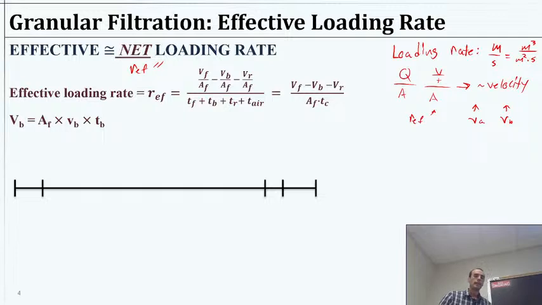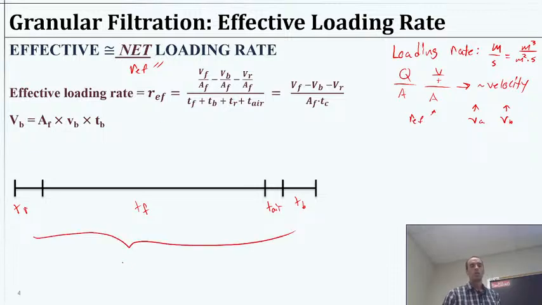Okay, so this effective loading rate then, we're going to define this as the amount we produced per area minus the amount we used for backwashing per area minus the amount we used for rinsing per area. These are the volumes per area. And then divide that by the entire cycle time, including any time spent to do air purge. So this would be T for rinsing, T for filtration, T for the air, and T for the backwash. So we could call all of that in total TC, T for the cycle. So the total cycle time would include all of that.